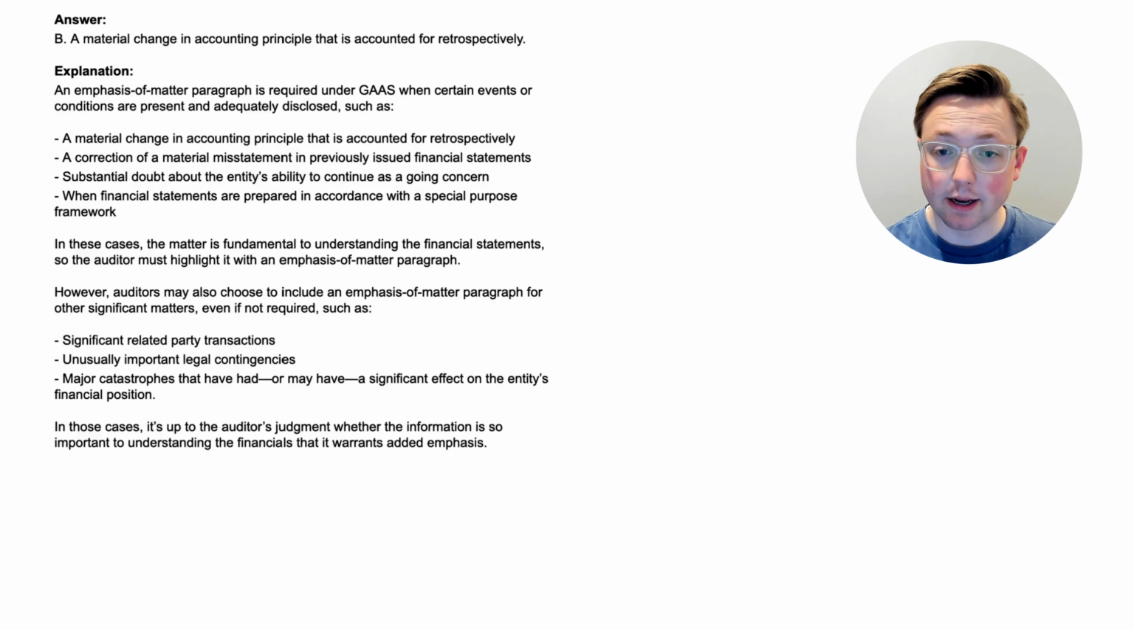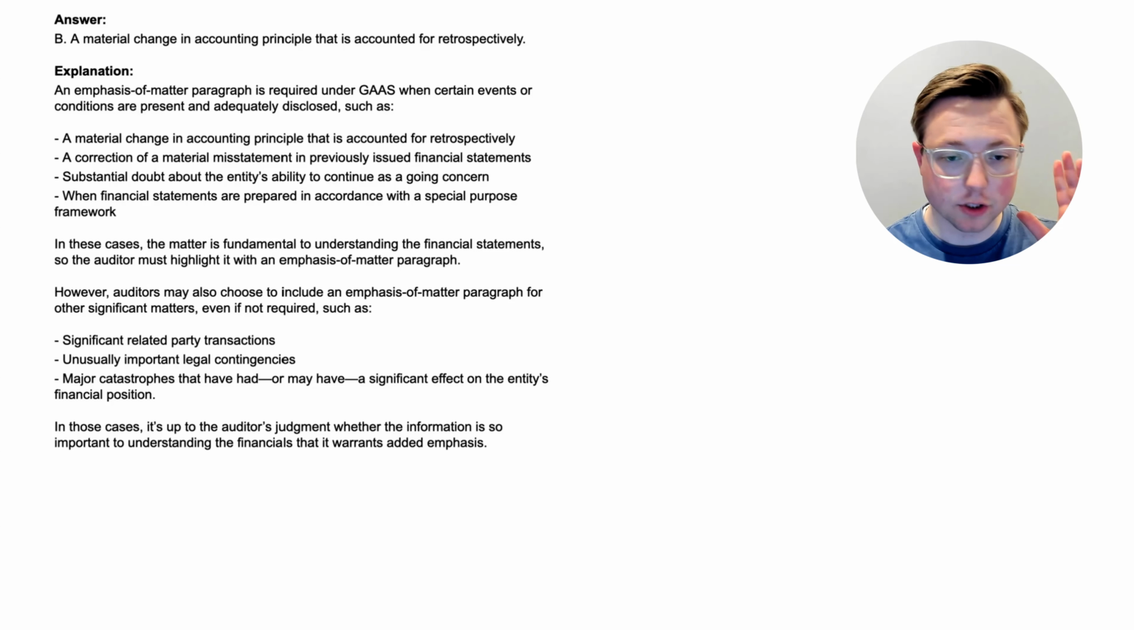A material change in accounting principle that is accounted for retrospectively, a correction of a material misstatement in previously issued financial statements, substantial doubt about the entity's ability to continue as a going concern, or when financial statements are prepared in accordance with a special purpose framework. So those are the situations where it is required for an auditor to include an emphasis of matter paragraph in their auditor's report. In these cases, the matter is fundamental to understanding the financial statements, so the auditor must highlight it with an emphasis of matter paragraph.